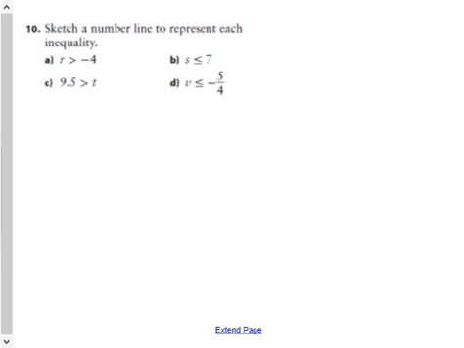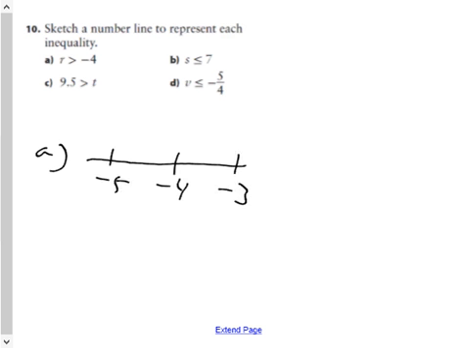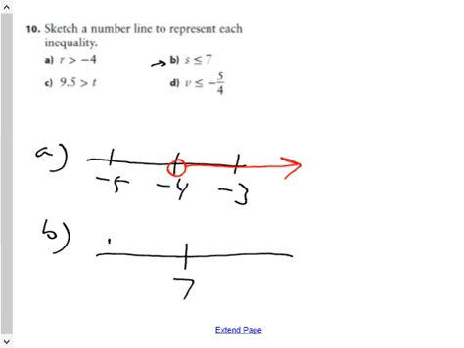Question number 10 says sketch a number line to represent. So A, all values greater than -4. If I put -4 here on a number line, -3 would be there, -5 would be there. All values greater than -4 cannot include it, so it's an open point, and any value that goes this way on the number line would be a value that is greater than -4. For B, all values less than or equal to 7. I'll put 7 here, I'll put 6 here, I'll put 8 here. Because it's or equal to, I put a closed boundary point, and that would be all values less than or equal to 7.